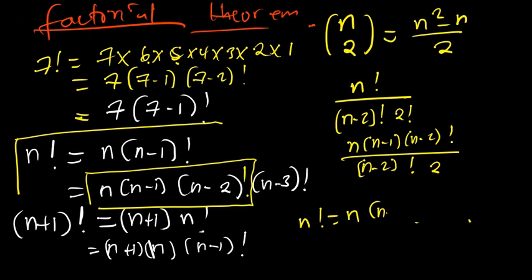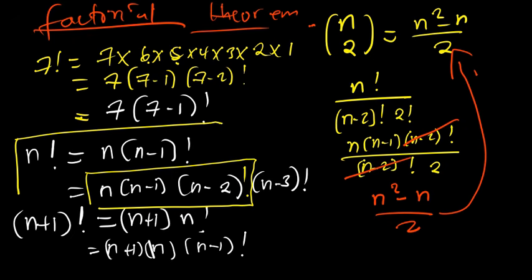Guys, these things are simple. Confidence. N minus 2 factorial goes. I have n times n minus 1 divided by 2. This is the same as that. What's difficult here? Come on, guys. What's difficult here? That's basically the factorial theorem. Nothing complicated.